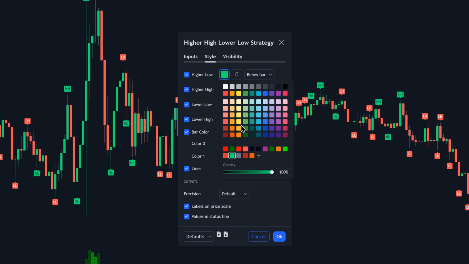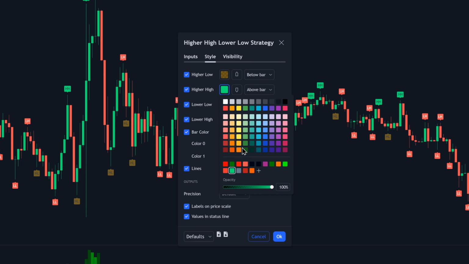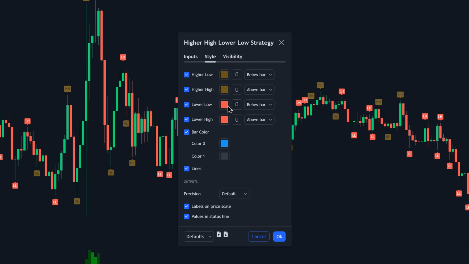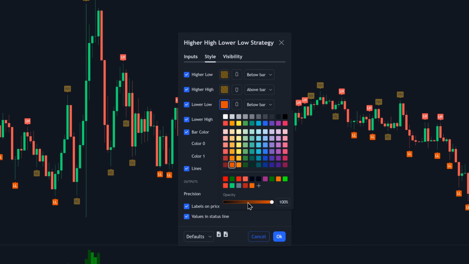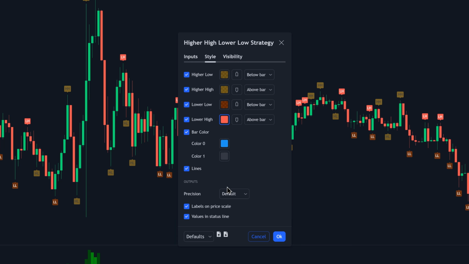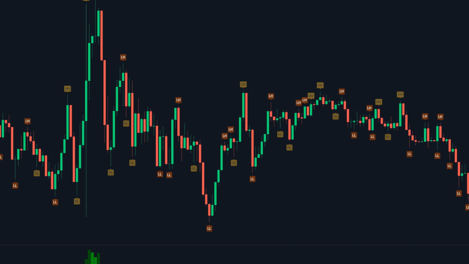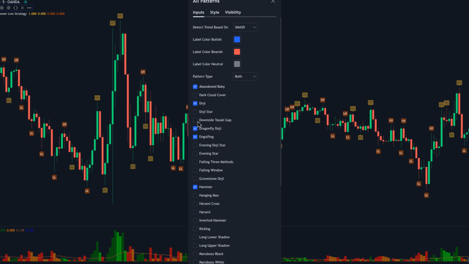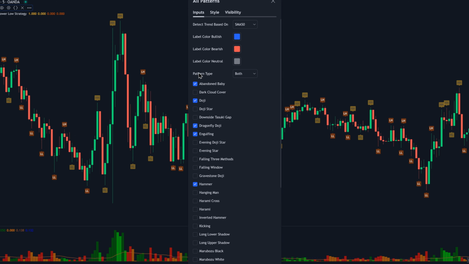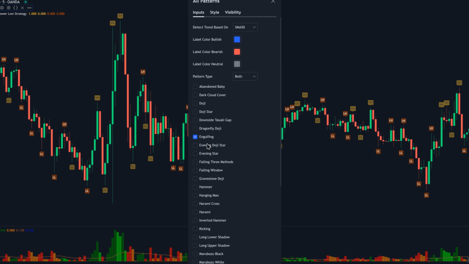For me, I'm going to change this to yellow, and I'm also going to reduce the opacity to 40%. I'm going to do the same here. And then for this color, I'm going to change it to orange with a 40% opacity. After that, click OK. Next up, open the settings for the All Patterns indicator, and then on the Inputs tab, you want to keep all these options disabled except for the engulfing option. This is going to allow this indicator to only detect engulfing patterns.